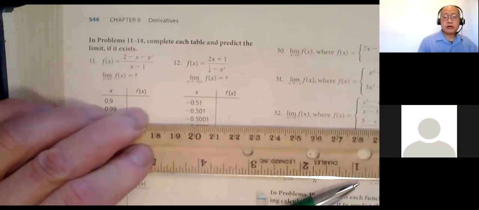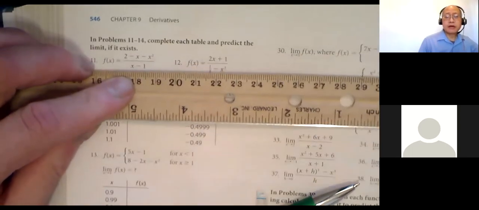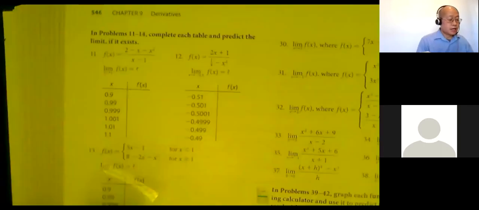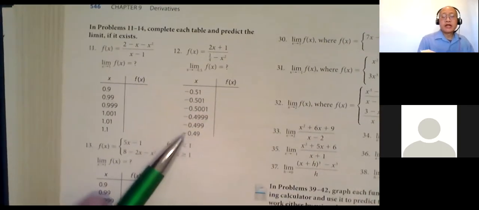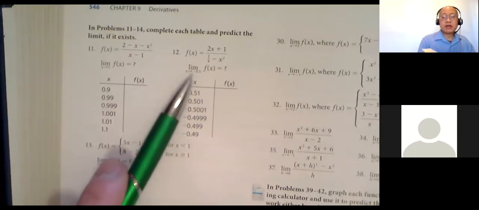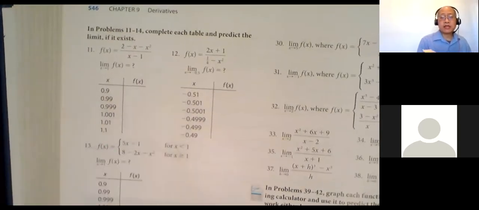Okay, these are approaching negative 0.5 from the left. These three are approaching from the right. Negative 0.49, negative 0.499, negative 0.4999. I'm getting very close to negative 0.5 coming from the right side. And here's the interesting thing also.